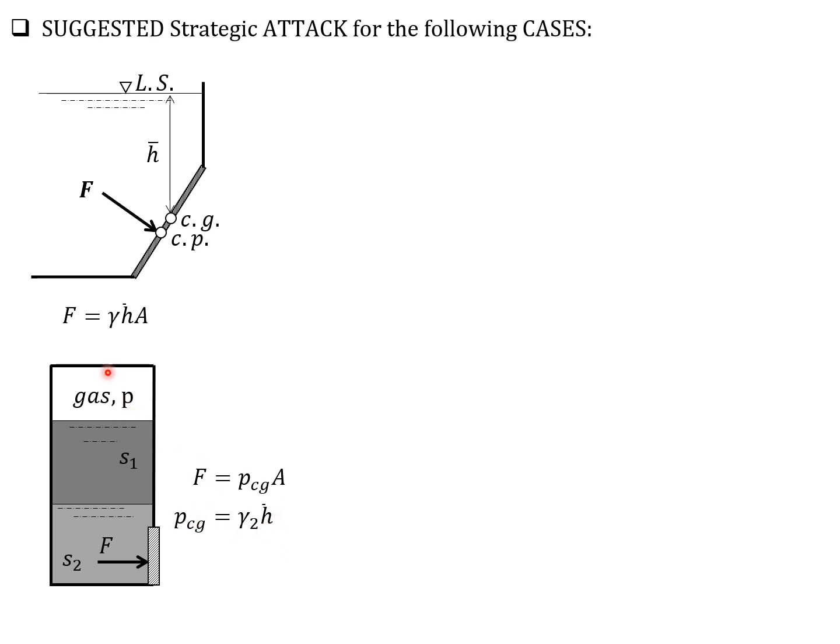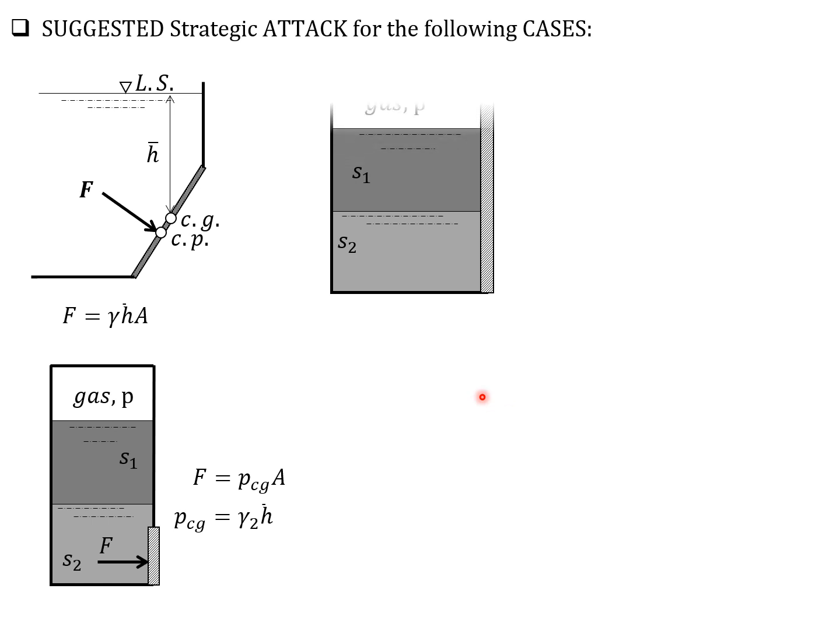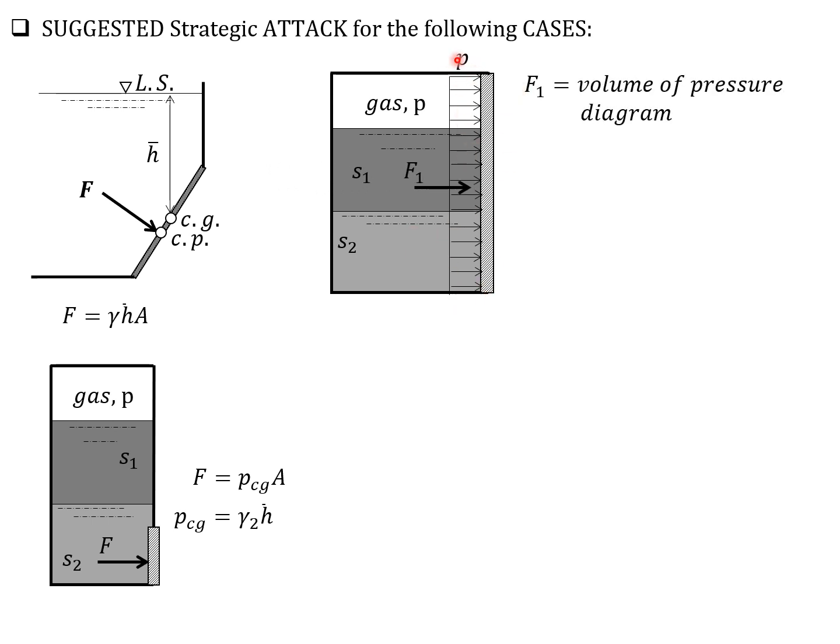Now for F, because we have to use the pressure diagram, this is the magnified figure. So this is the pressure diagram due to P. Then we have to add pressure here, which is gamma of liquid 1 times H1, if that thickness is H1. So F1 is equal to the volume of this pressure diagram, and it is equal to the area of the rectangle, which is pressure times the height of this gate, times the width perpendicular to the board if it is uniform.